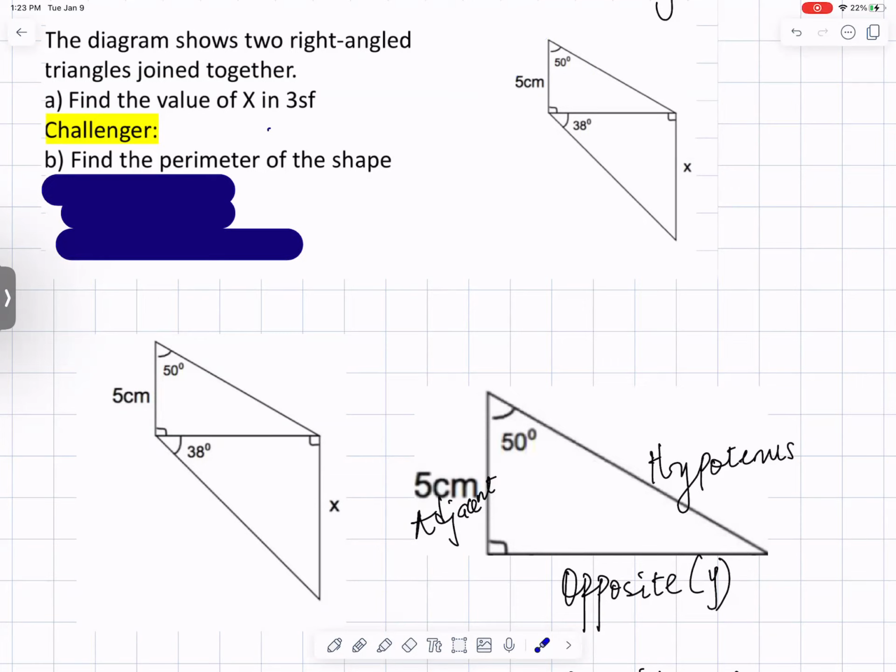For the perimeter of the shape, you have to find the sides. So before we can find x, we need to find the side here. Without that side, your value of x can't be found. So how do we get that?